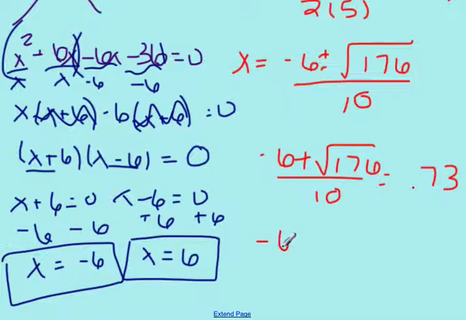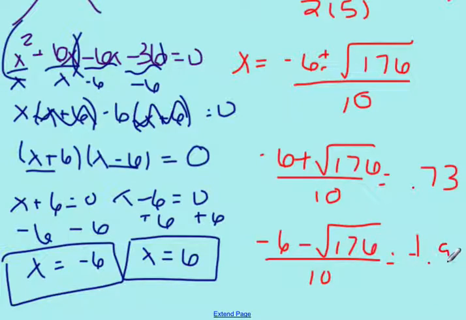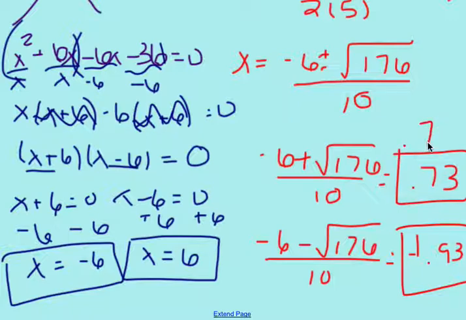Then we're going to take negative 6 minus the square root of 176, hit enter, and then divide that by 10. When you do that, you get negative 1.93, and that's your final answer. So you have negative 1.93 and 0.73 for the quadratic formula. Again, you should be checking your rounding. For example, this one was 0.726. Because this third number was 5 or greater, we round it up. So make sure you're keeping track of that for me.